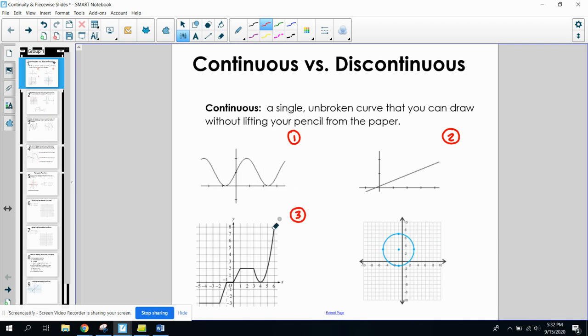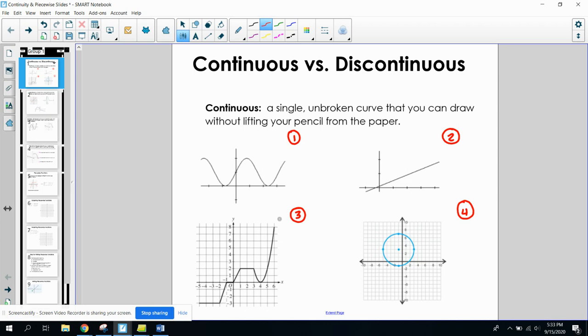In graph 3, even though this graph looks a little weird because there are flat pieces and there are curves, I can still follow the shape of this graph without picking my pencil off the paper. And for graph number 4, we have a circle. If I draw this with my pencil, I don't need to pick it up off my paper. So these are all examples of continuous graphs.